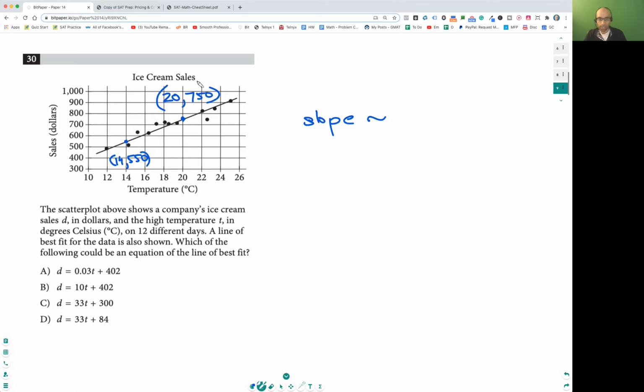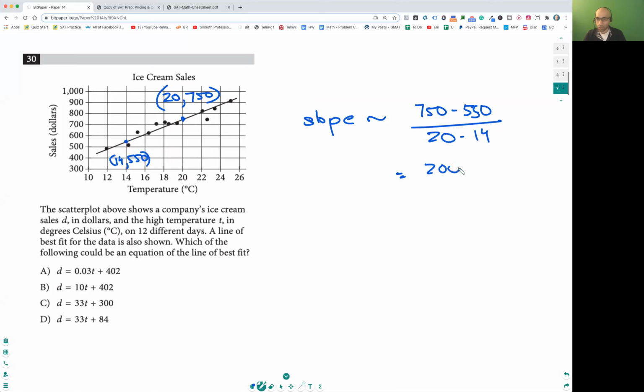So slope is this minus this over this minus this. Okay, y2 minus y1 over x2 minus x1. So that's roughly 750 minus 550 over 20 minus 14, right? So what do you get over here? Yes, you can pick any point. Exactly right, Zunor. You can pick any point.